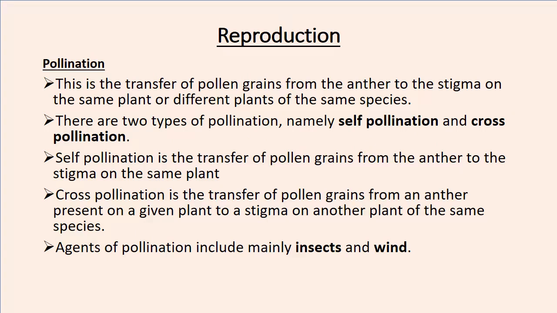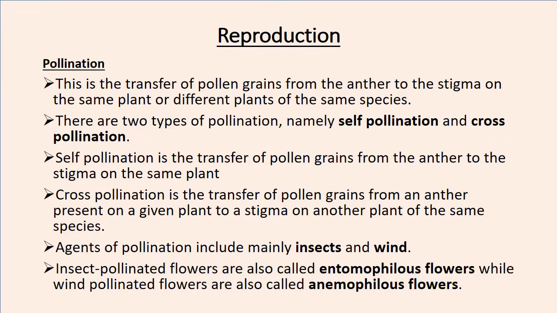Okay, an insect can go on a flower, and in the process it can step on an anther, and the pollen grain can stick to the insect. As it is about to move away from the flower, the pollen grain can fall on a stigma of that plant or of another plant of the same species.